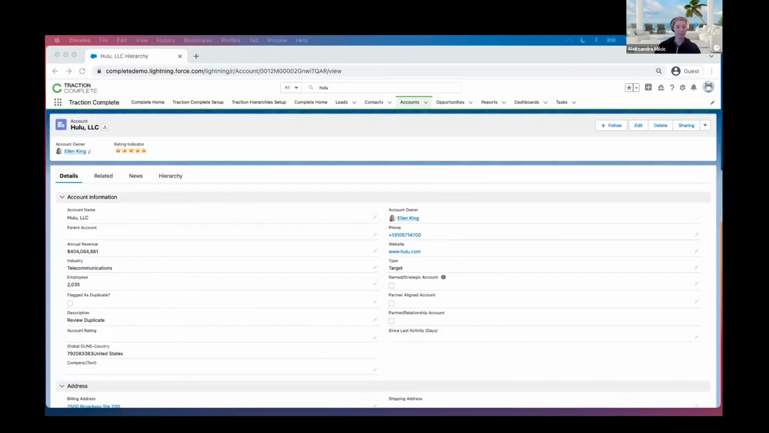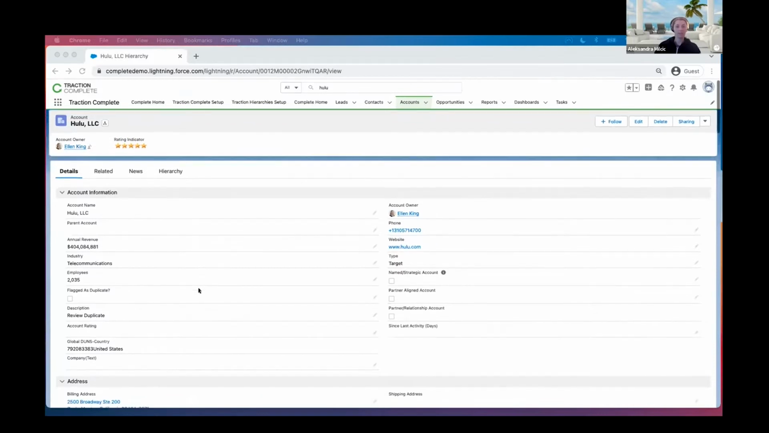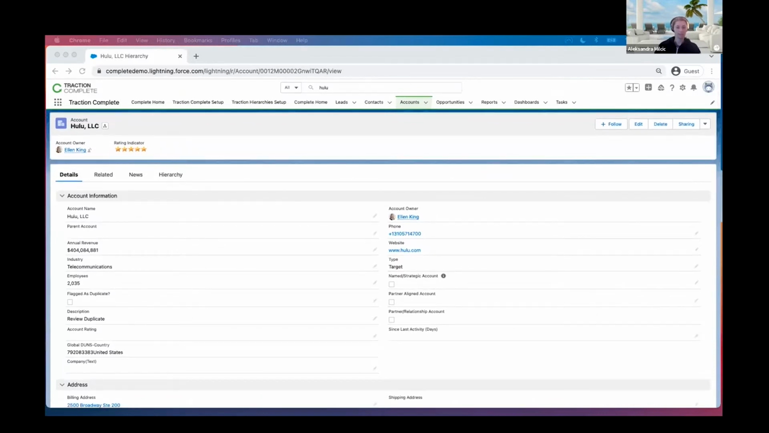So are you ready to reach your revenue potential? Introducing Complete Hierarchies from Traction Complete. That's the effortless account hierarchy solution that automatically connects, builds, and gives you a holistic view of your customer accounts. It accelerates sales, uncovers white space accounts, and easily identifies cross-sell and upsell opportunities.